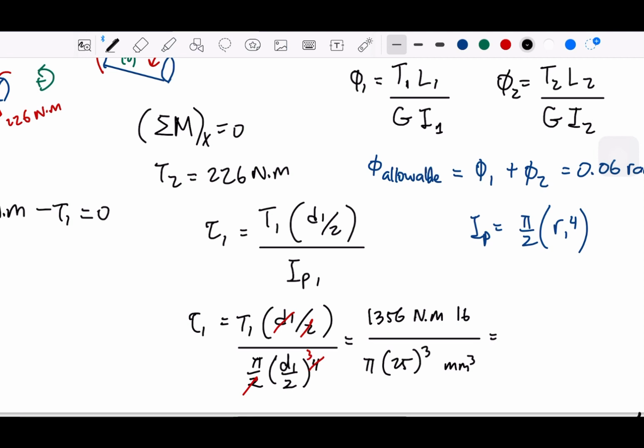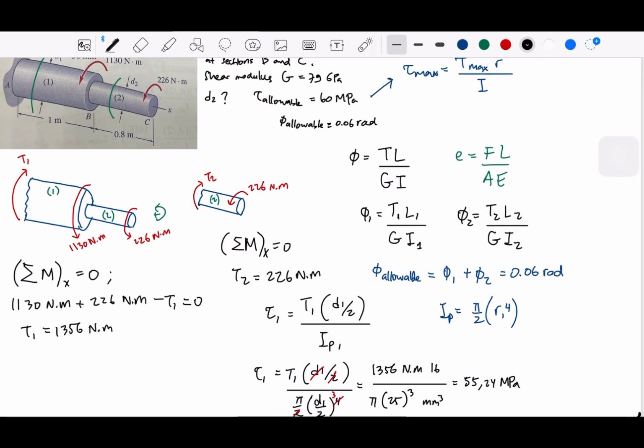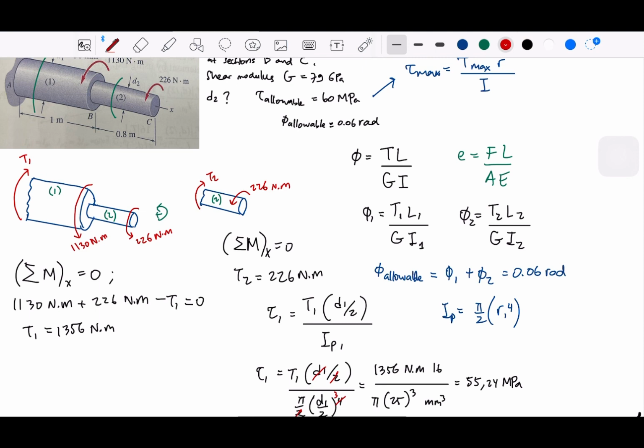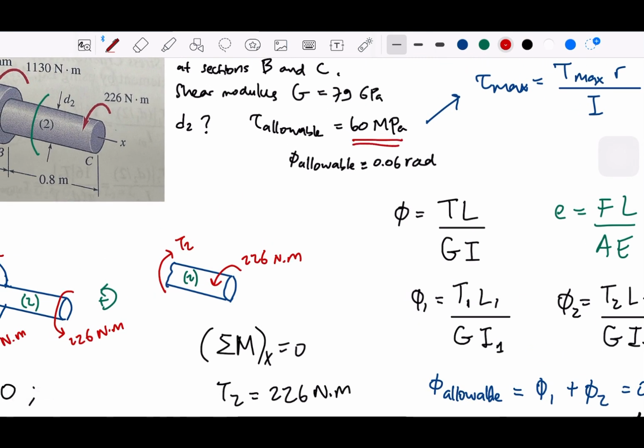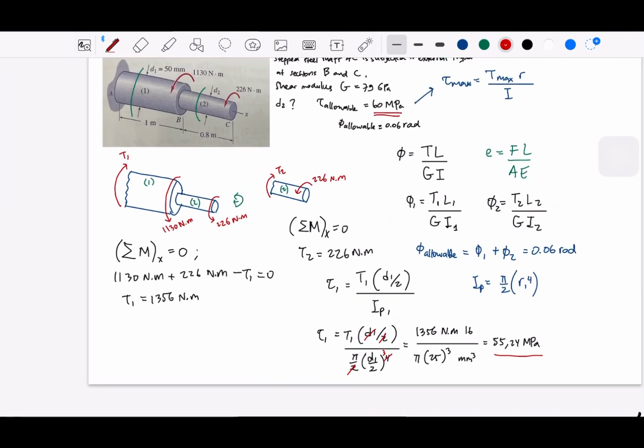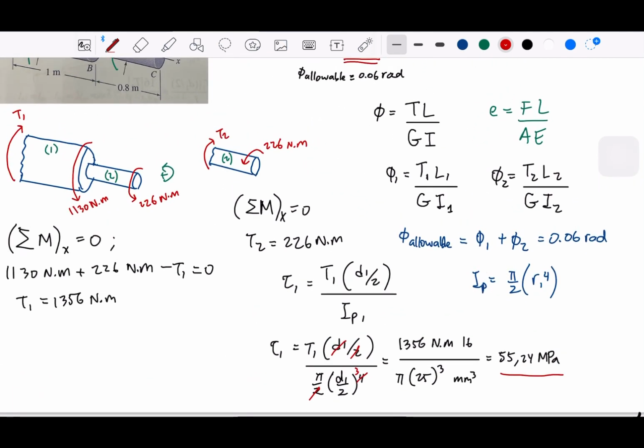Okay, so it should be 0.055 GPa, but I will convert into 55 MPa. Okay. And if we look at this result, it's lower than this 60. So I think it's still okay.